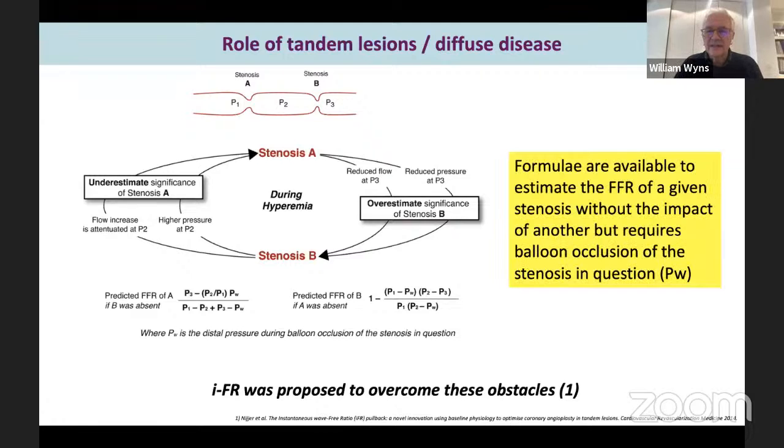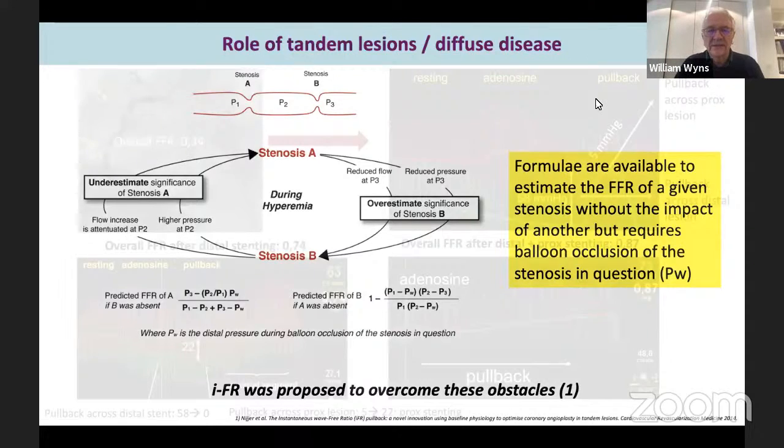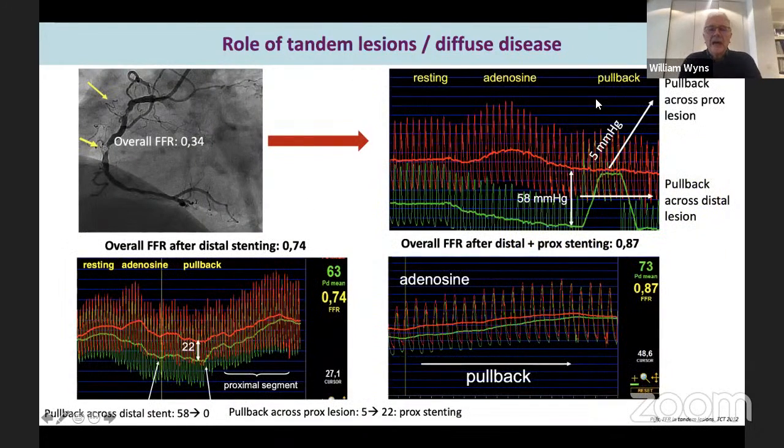So these formulas are very interesting scientifically. I'm not sure they're very useful in practice. So how do you do it in practice? This is an example. We start on the upper left with this diffuse disease of the right coronary artery with 2 consecutive lesions. The overall FFR, 0.34, that's extremely low. You have the curves over there.